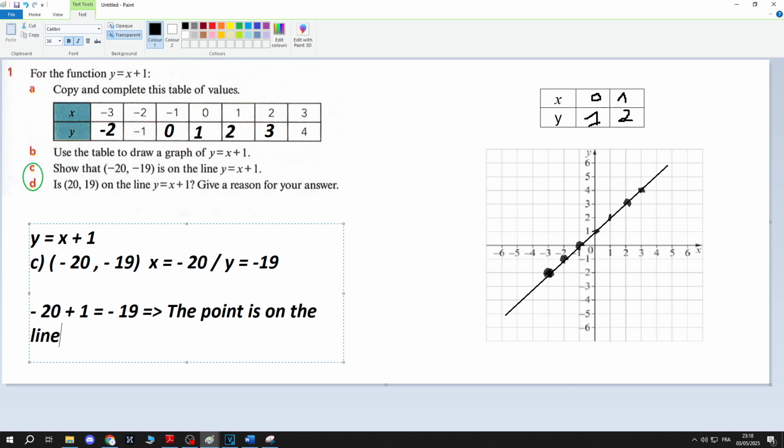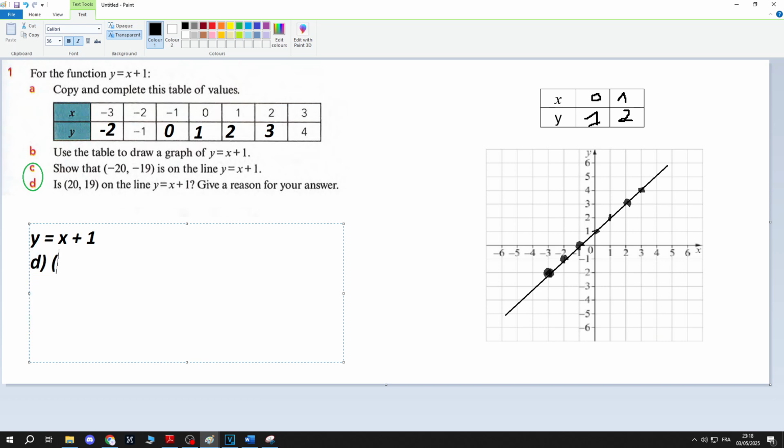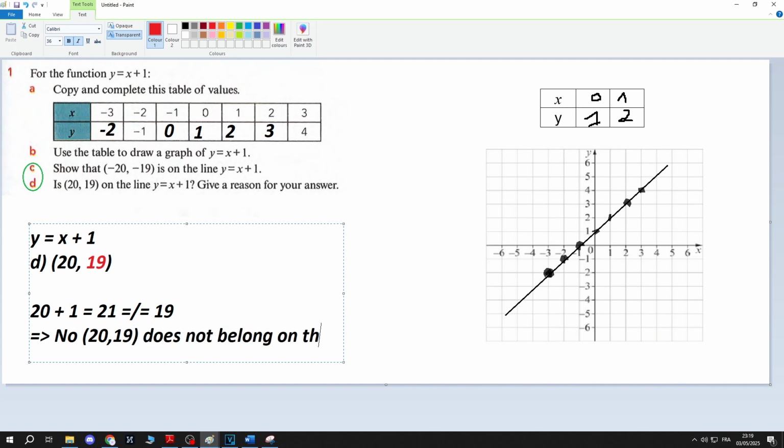It's on the line. Now, let's look at D now. So they are telling us to check with the point 20, 19. So let's do the same thing. We replace x with 20, that's 20 plus 1, and the answer for this is 21. But look here, the point shows y as 19. So does it belong to our line? Simply enough, you will say that this is different from 19, and you will say, no, 20, 19 does not belong on the line.